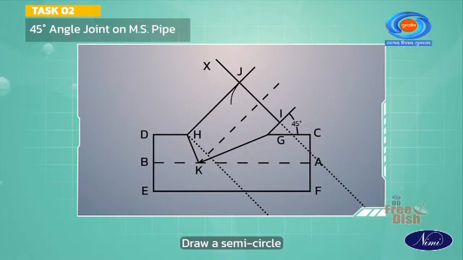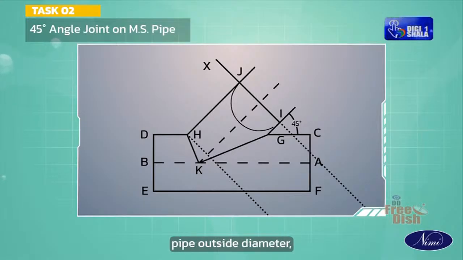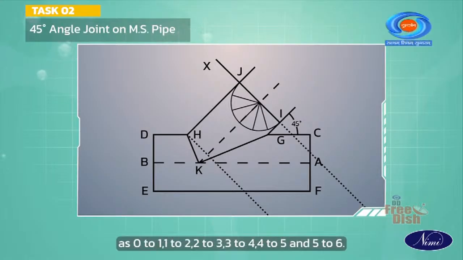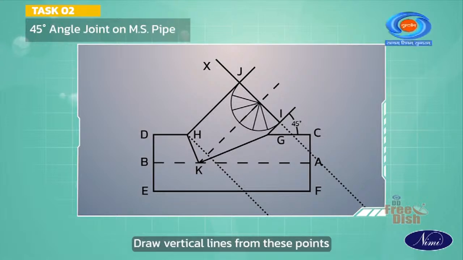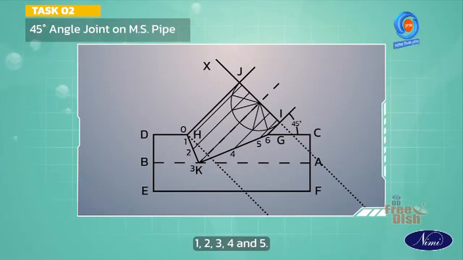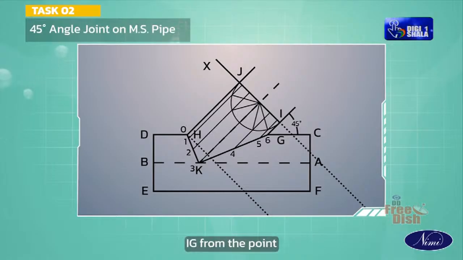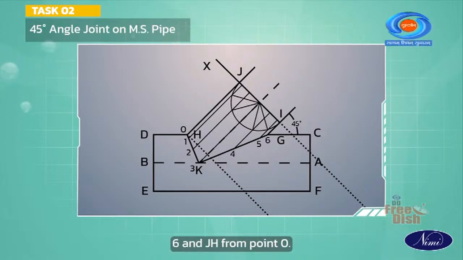Draw a semicircle equal to the branch pipe outside diameter. Divide the semicircle into 6 equal parts as 0 to 1, 1 to 2, 2 to 3, 3 to 4, 4 to 5 and 5 to 6. Draw vertical lines from these points 1, 2, 3, 4 and 5. Already there will be two vertical lines IG from the point 6 and JH from point 0.